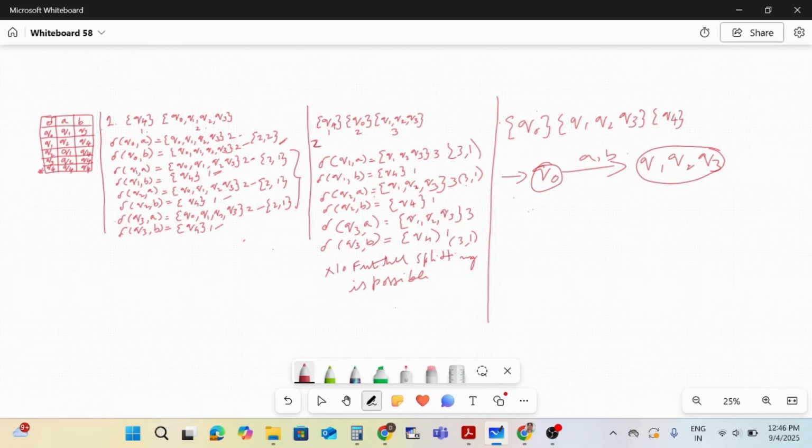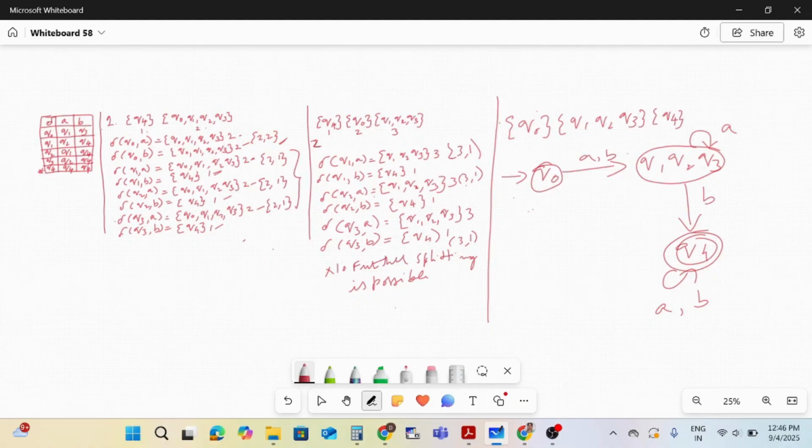Similarly, Q1, Q2, Q3. Q1 with A, it is going to the same group, so it will be in the same group. Similarly with B, it is going to Q4. Q4 is the final state. Students, please refer to the transition table that I am talking about here. Similarly, you can see Q4 with A and B, it is going to the same state. It is A comma B.